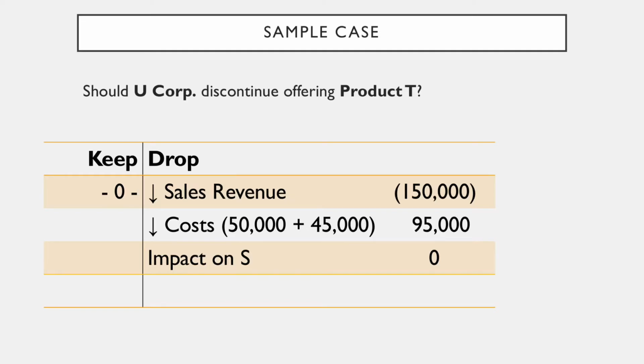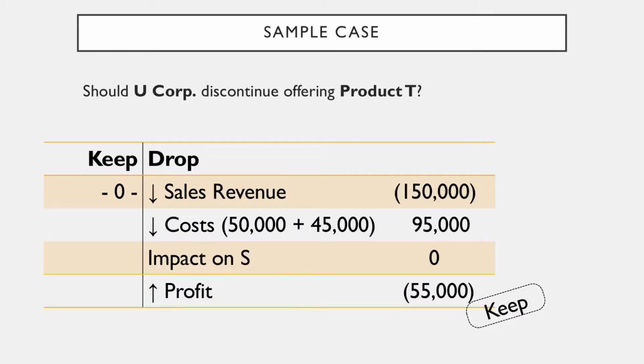Next, we are going to look at the impact of such a drop on the remaining product, that is product S. We have no impact, considering we didn't state whether product T is in any way a complement or substitute of product S. At the end of the day, we are going to notice that by dropping product T, the profits will go down by 55,000 pesos. Since this is a drop in profits, it is advisable to keep product T instead.